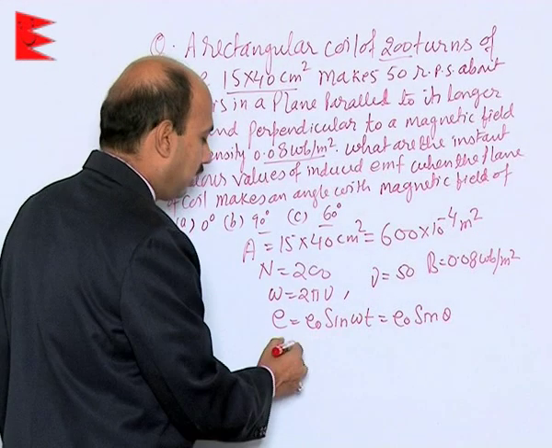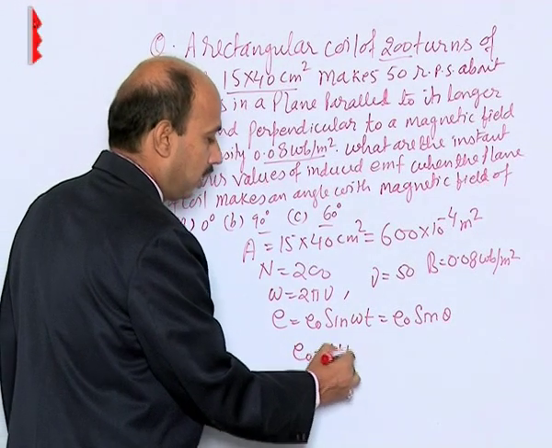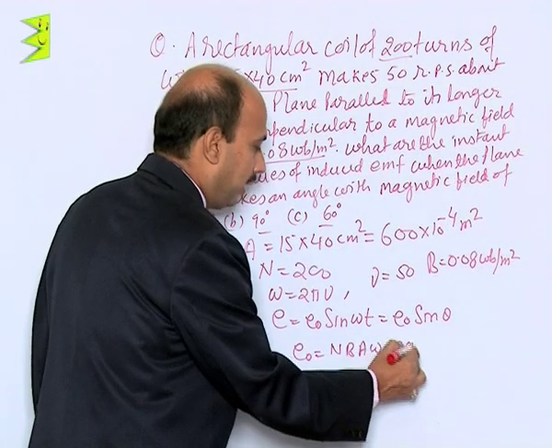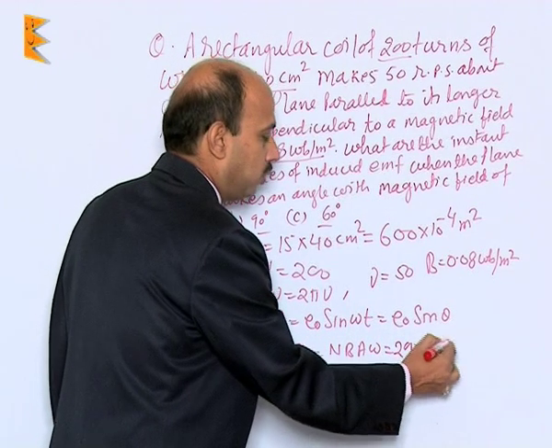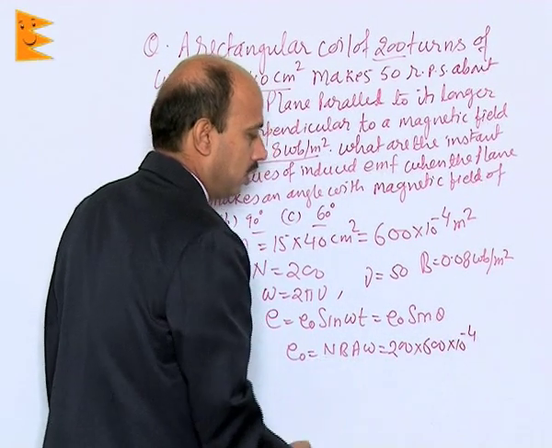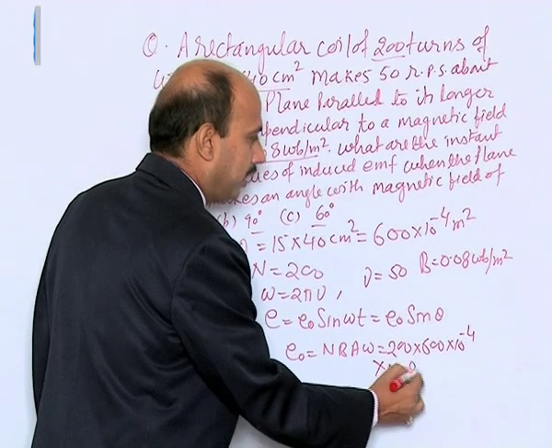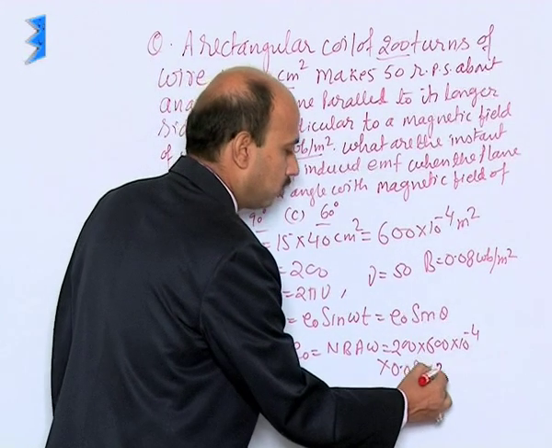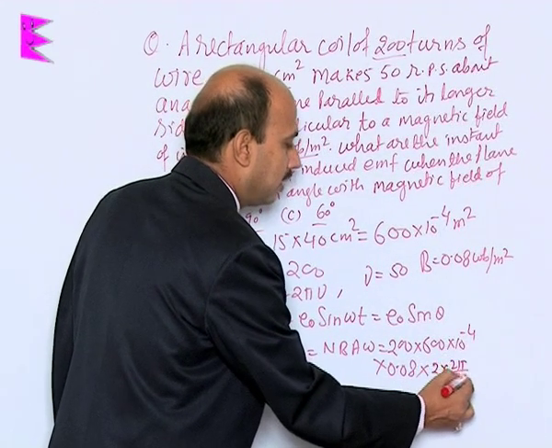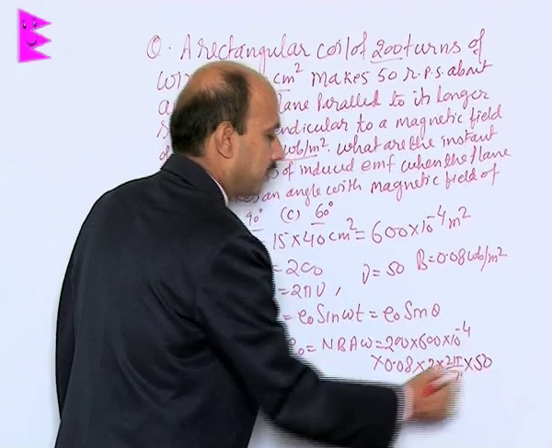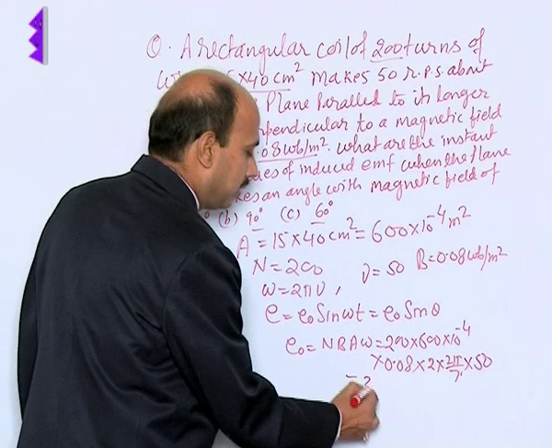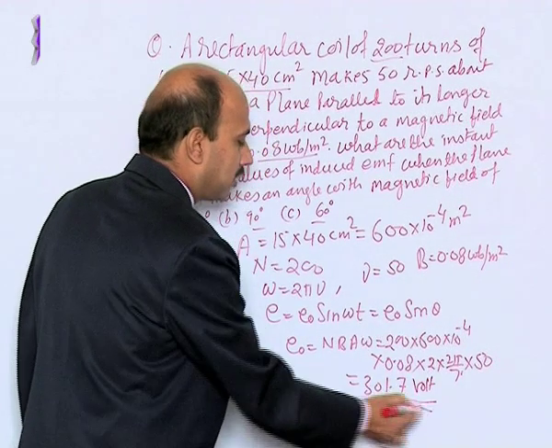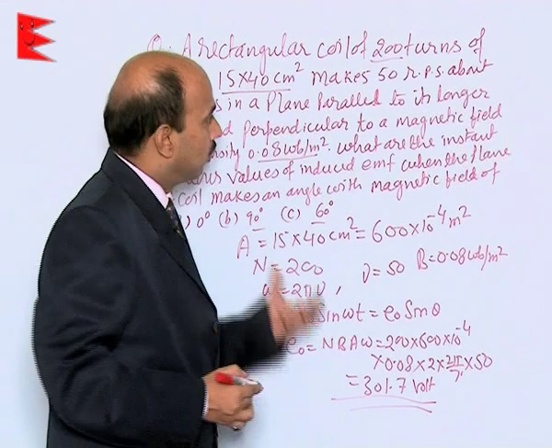Now first we can calculate E naught. E naught is equal to NBA omega. So put all these values: 200 into 600 into 10 raised to power minus 4 into 0.08 into omega. In place of omega we can write 2 pi, so that is 2 into 22 by 7 into 50. When you solve this, you will be getting 301.7 volt. So that is actually the maximum EMF induced in this coil.